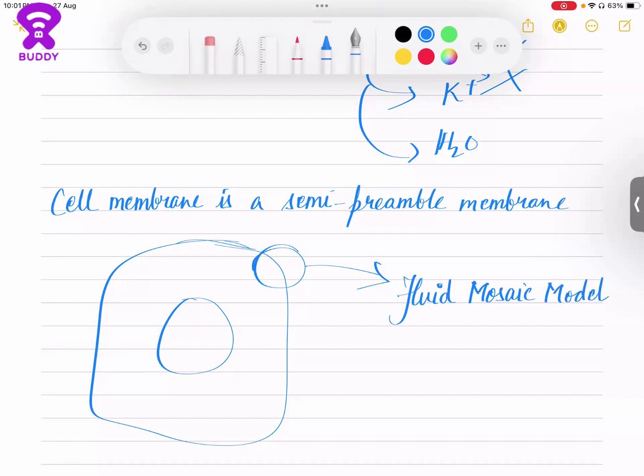There are terms. Do you understand mosaic? What is mosaic? I do know what it is. I don't know what the fluid mosaic model is, but I understand what mosaic is. Just give me a second.